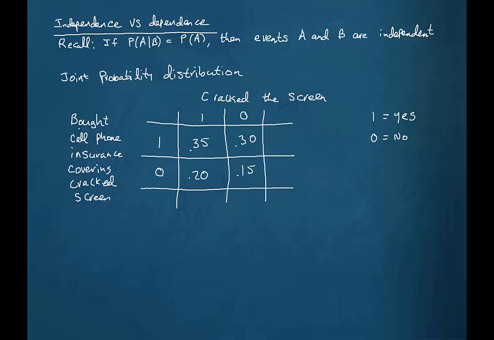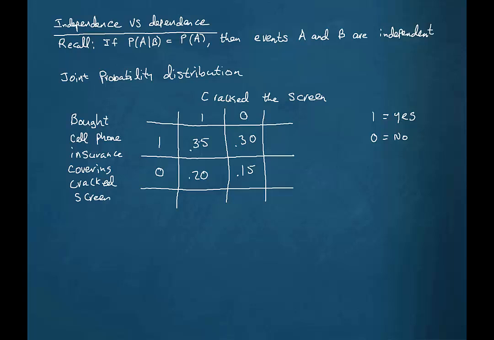We have two categories. We have bought cell phone insurance covering cracked screen. And if we think about this, that's really a yes or no question. Either they bought cell phone insurance that covers a cracked screen or not. And when we think about a probability distribution, our random variable takes on numerical values. But what we can do is let the number 1 be yes, someone bought cell phone insurance covering a cracked screen, and 0 then would represent no.